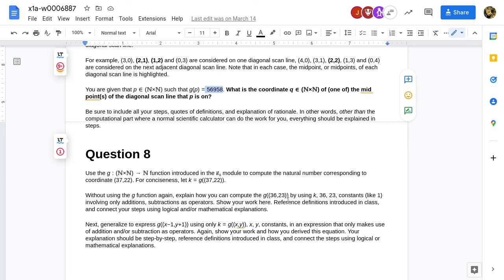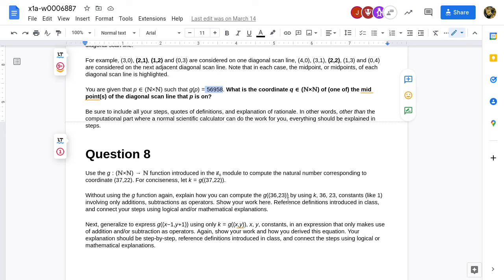So that means you cannot use multiplication, you cannot use division, you cannot use square root, okay? You can only use addition, subtraction. You can only use the value of k, which is defined here, the constants 36, 23, and possibly 1, 2, 6, and whatever constant you want to use. How would you do that?